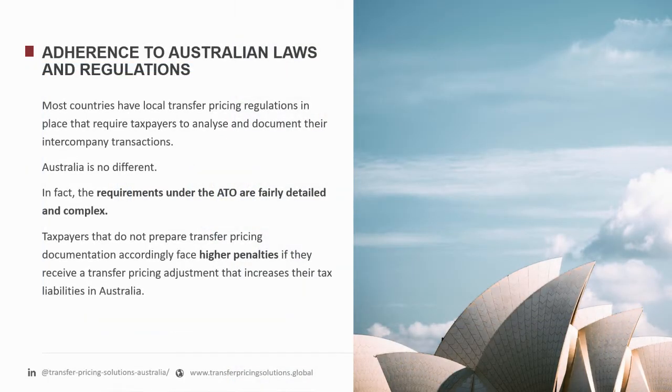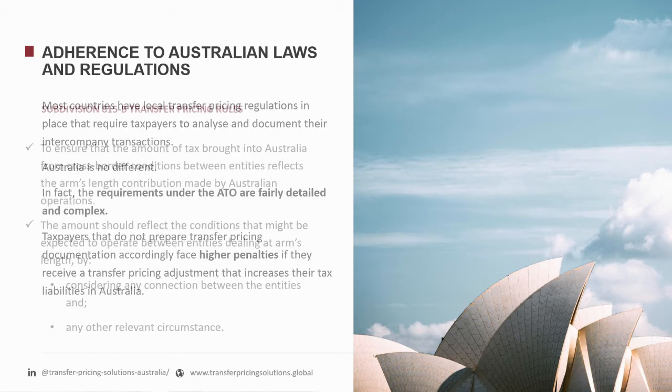So we need to have adherence to the Australian transfer pricing laws and regulations. Most countries do have local transfer pricing regulations in place that require taxpayers to analyse and document their intercompany transactions. Australia is no different. In fact, the requirements under the ATO are fairly detailed and complex. Taxpayers that do not prepare transfer pricing documentation accordingly face higher penalties if they receive a transfer pricing adjustment that increases their tax liabilities in Australia.